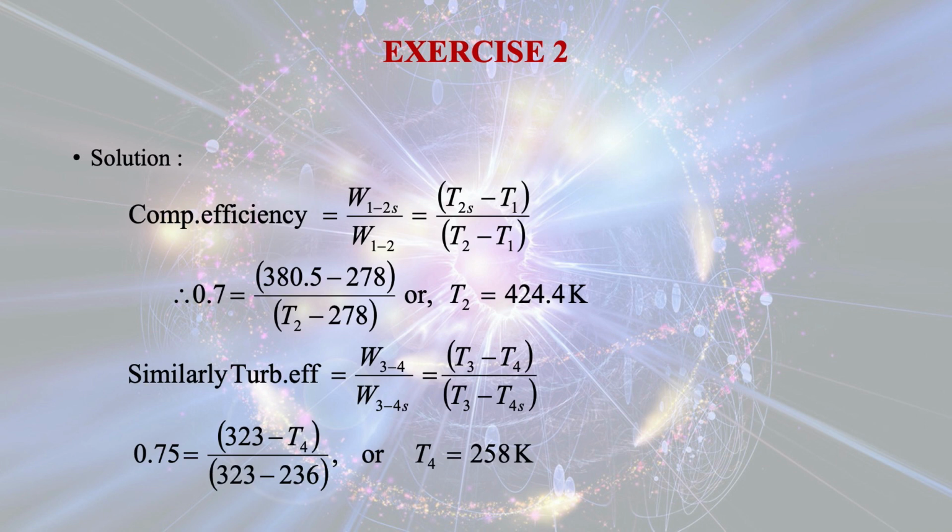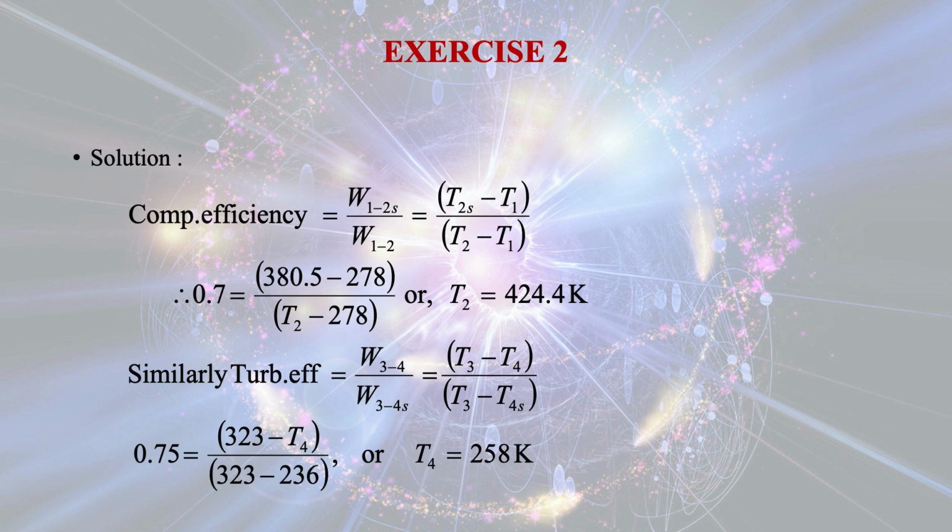Now, the compression efficiency is given as the isentropic work divided by actual work, that is T2S minus T1 divided by T2 minus T1. But in this case, T2S we can calculate with the formula given between the temperature and the pressure. So, if the air is compressed from T1 to T2, then we know very well that T2 by T1 is equal to P2 by P1 whole to the power gamma minus 1 by gamma. So, from that equation we can get the value of T2S and also T4S.